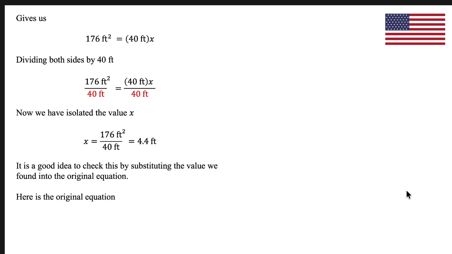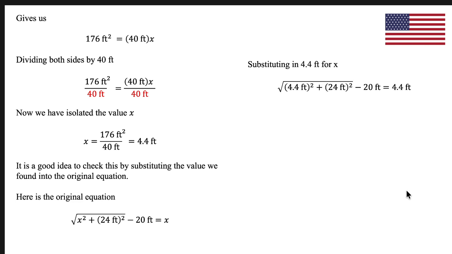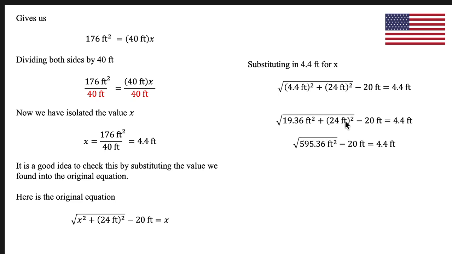I'm suspicious. So here's the original equation. x squared, we're going to say 4.4 squared. Then we're going to add that to 576, and then we're going to take the square root of that and subtract 20, and we should get 4.4, which is x. So we just substitute in x. 4.4 squared is 19.36.